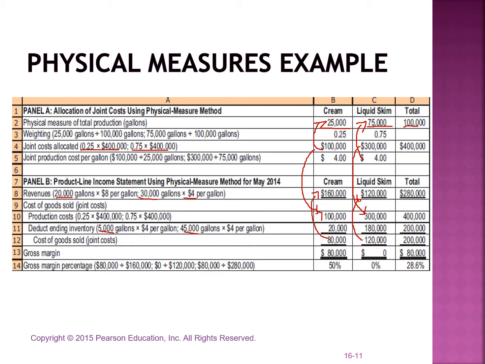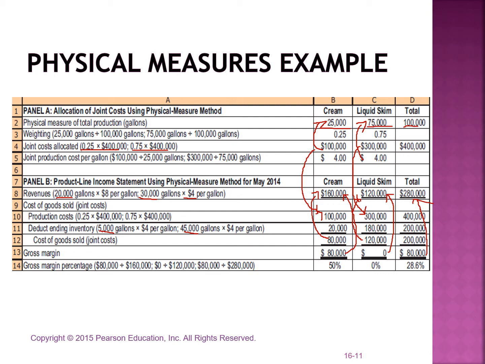The gross margin, if I divide the 80 by the 160, represents a gross profit of 50%. If I divide 0 by 120, it is 0. So the average for the total, which is the 80 over 280, will result in an average of 28.6%.